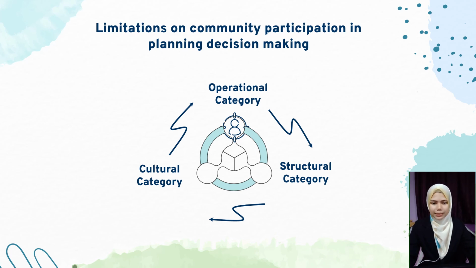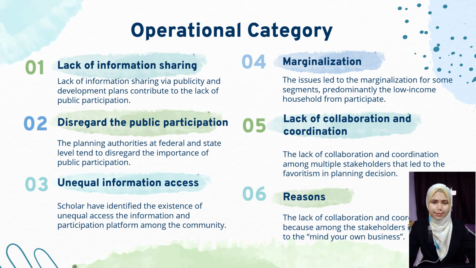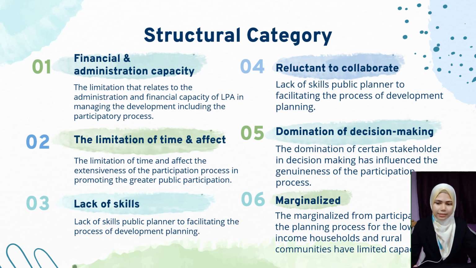community participation in planning decision making, in three categories: cultural, operational, and structural. The operational category has six: number one, lack of information sharing; number two, degraded public participation; number three, unequal information access; number four, marginalization; number five, lack of collaboration and coordination; and lastly, reason. For the structural category, there are financial and administrative capacity, limitation of time and effort, lack of skill, reluctance to collaborate, domination of decision making, and marginalization.